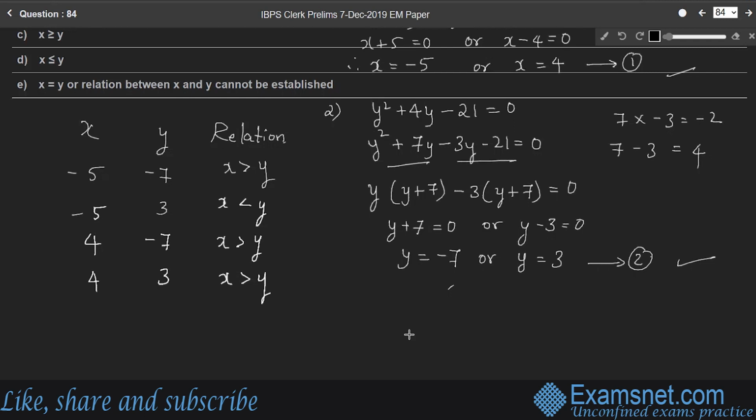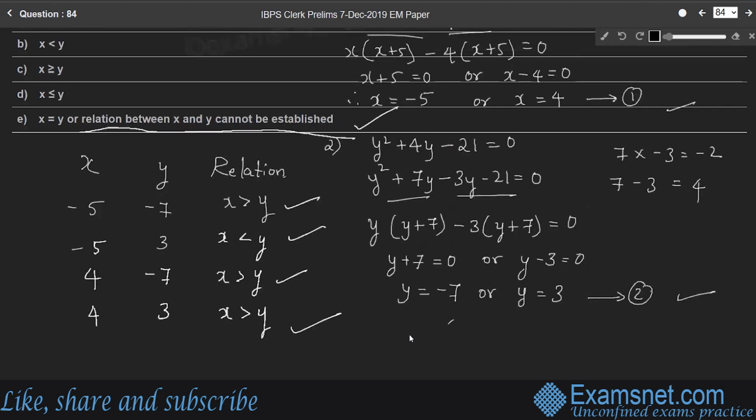How do you conclude? So, in 3 cases, x is greater than y, but in one case, x is less than y. So, we cannot determine how x and y are related, right? So, here, the relation between x and y cannot be established, right? Therefore, option E is the right answer.